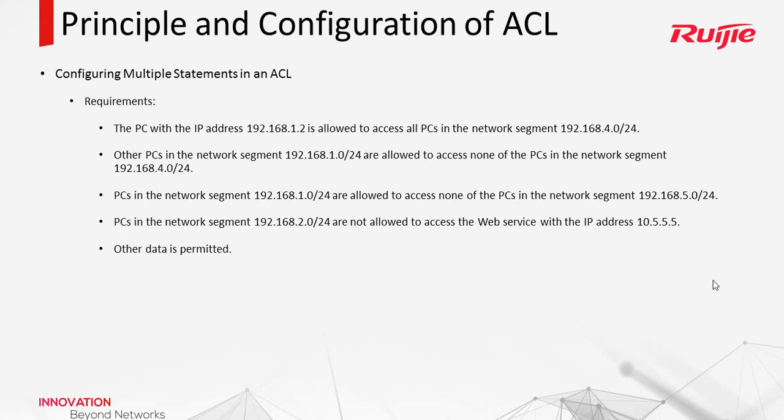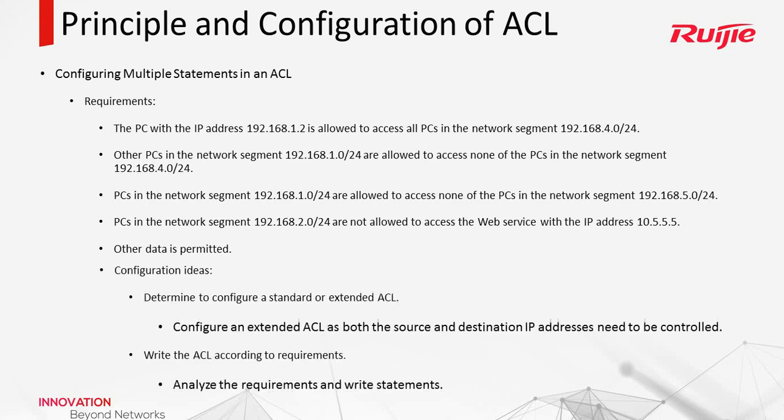So if we want to finish this requirement, we need to choose standard or extended ACL first. Of course, here we need to check both the source and the destination, so we must choose the extended ACL first. Then we need to write the entries one by one. Okay, I give you 1 minute. Then now we talk about how to do this.